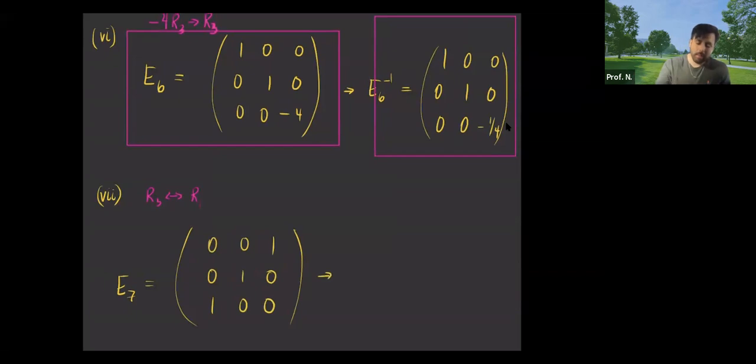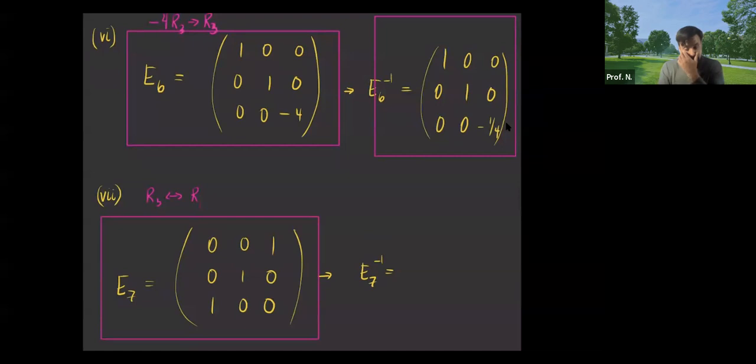Then what's the inverse? What would be the inverse of E7? If I swap rows 1 and 3, I want to get back to the original matrix, so I want to apply the opposite of swapping rows 3 and 1. So what's going to be the inverse matrix?